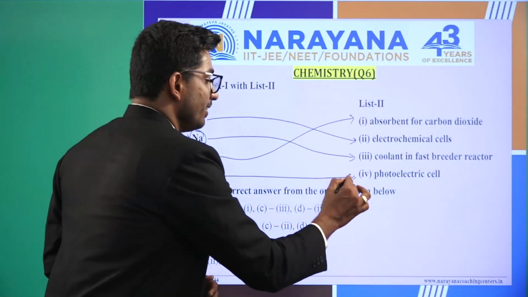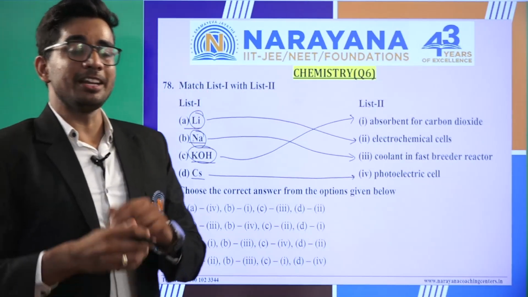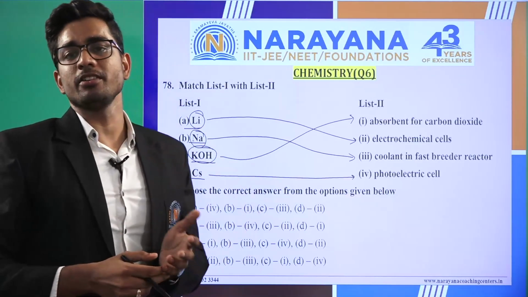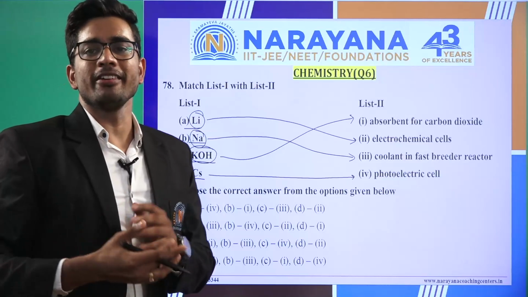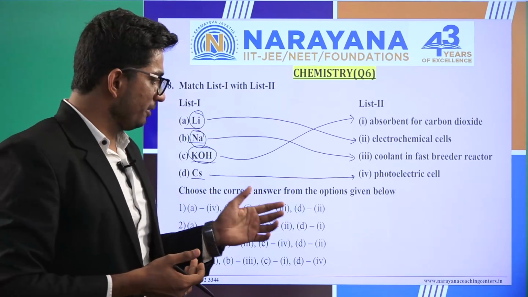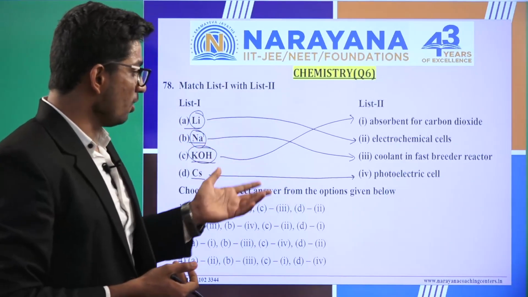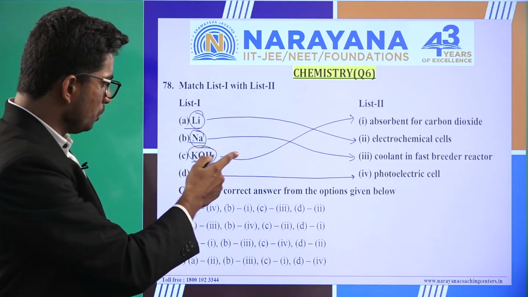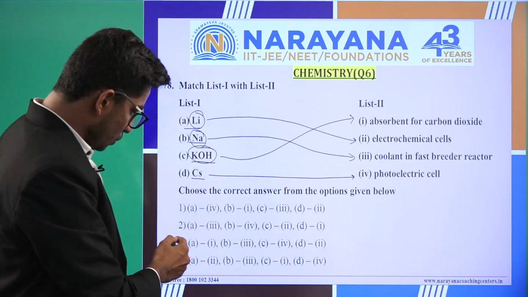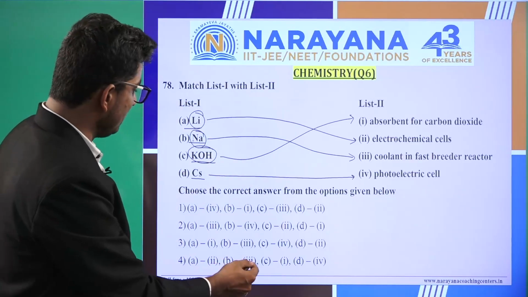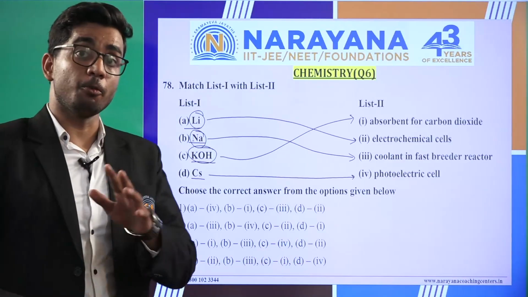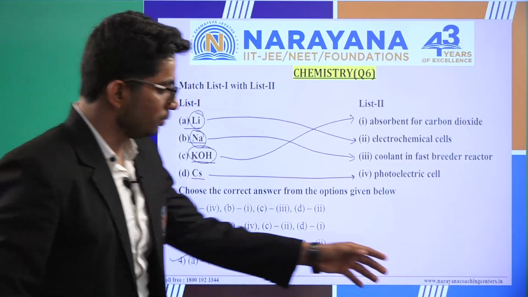Photoelectric cell. Why? As you know, cesium has a very low ionization energy, because of which it has a very good application in photoelectric cells. So basically we can say that these are the options. So we can check lithium 2, that means A2, and B is 3. A2, B3. We got our answer, but still let's check C1 and D4. We have option 4 as correct. Okay, so let's move to the next one.